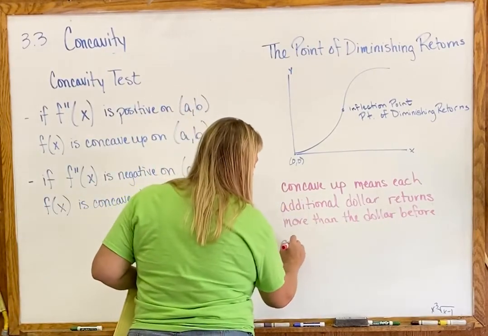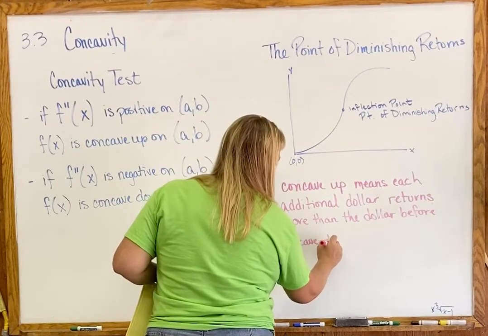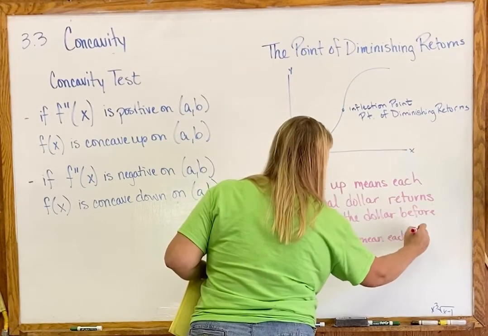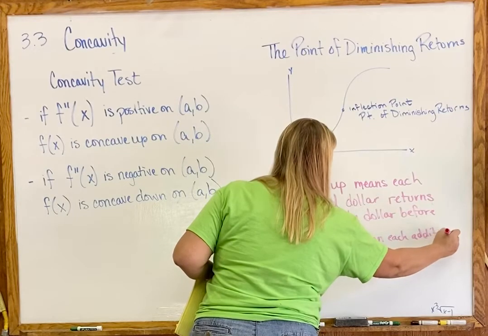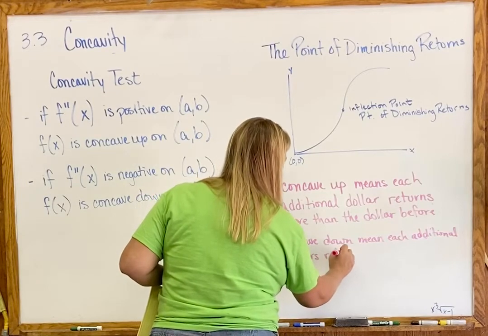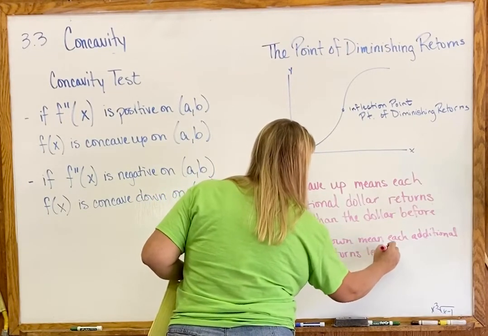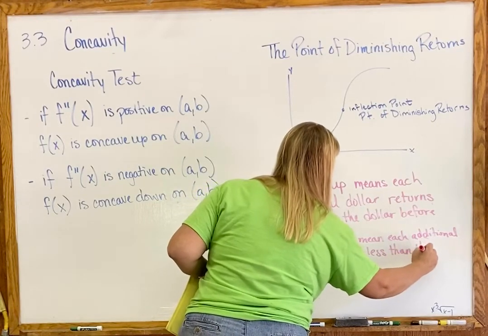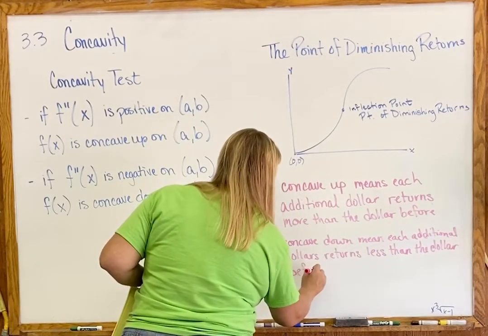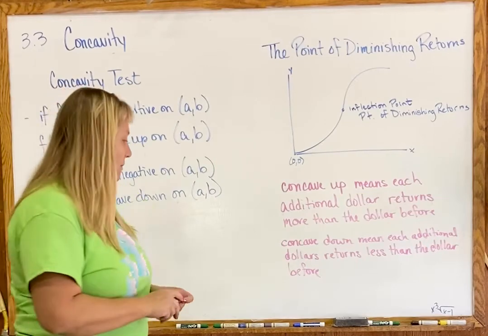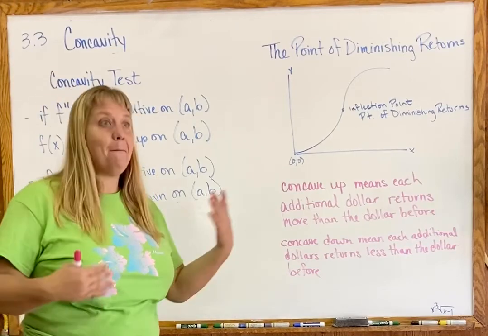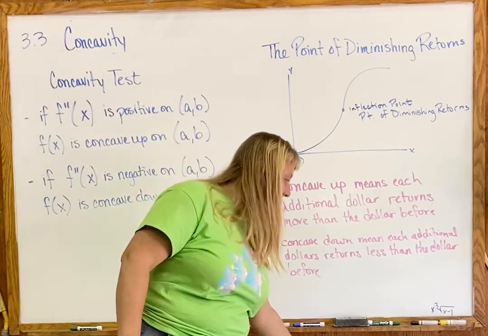Okay. Concave down means each additional dollar returns less than the dollar before. So again, like I said, you might still be making a good profit, but you're not getting quite as much bang for your buck. So you're not losing money. It's just that compared to what you were doing before, you're just not making it as fast, okay? So that's how the concavity affects us.